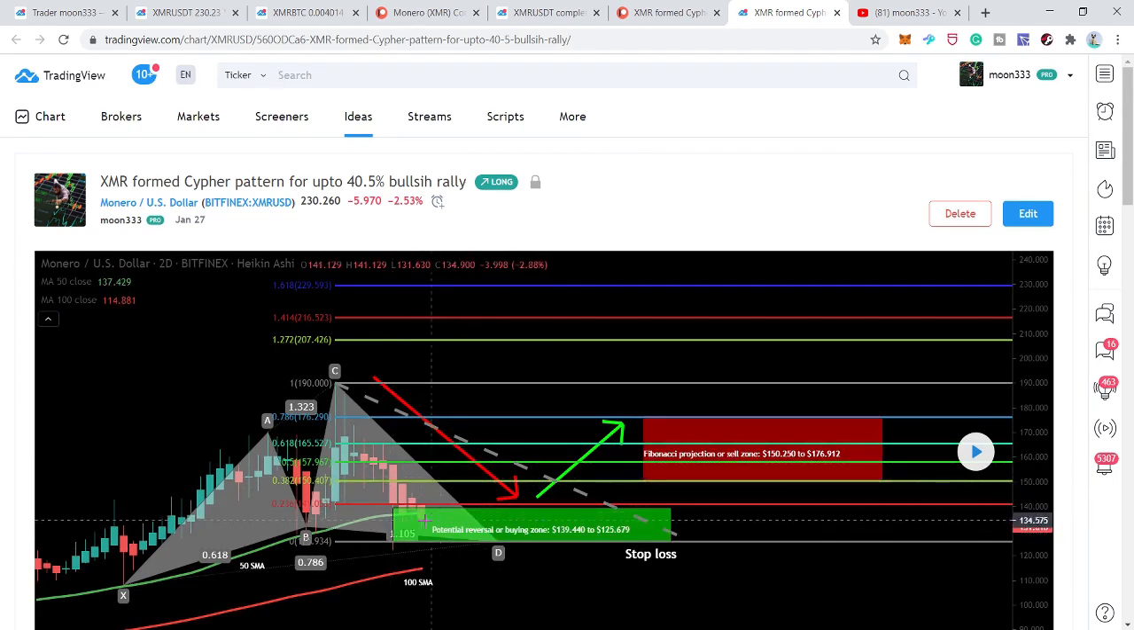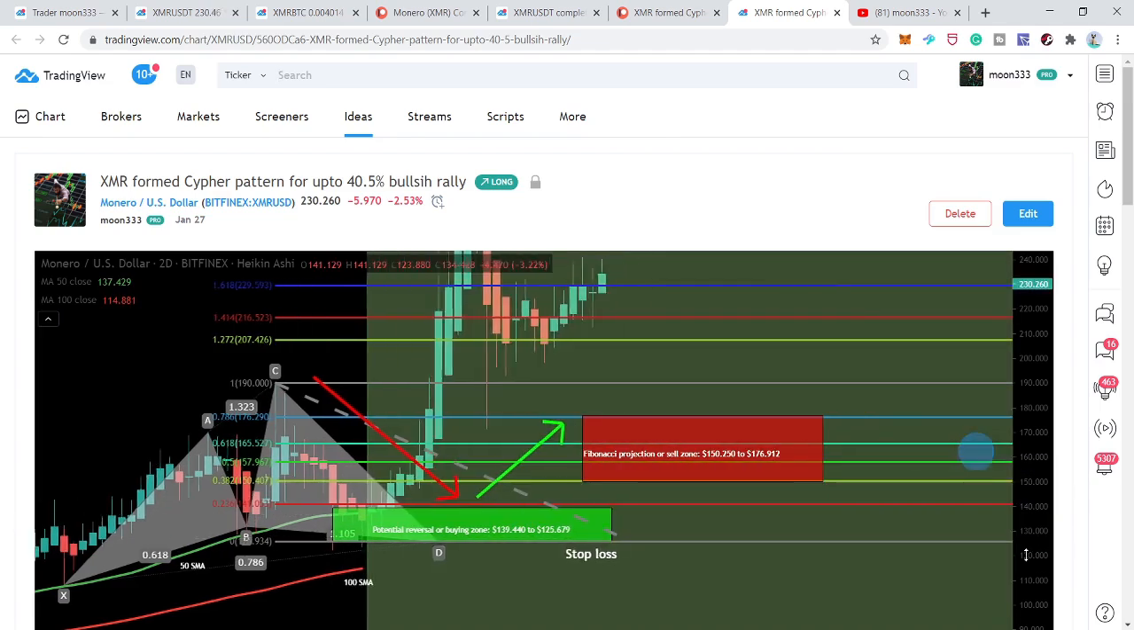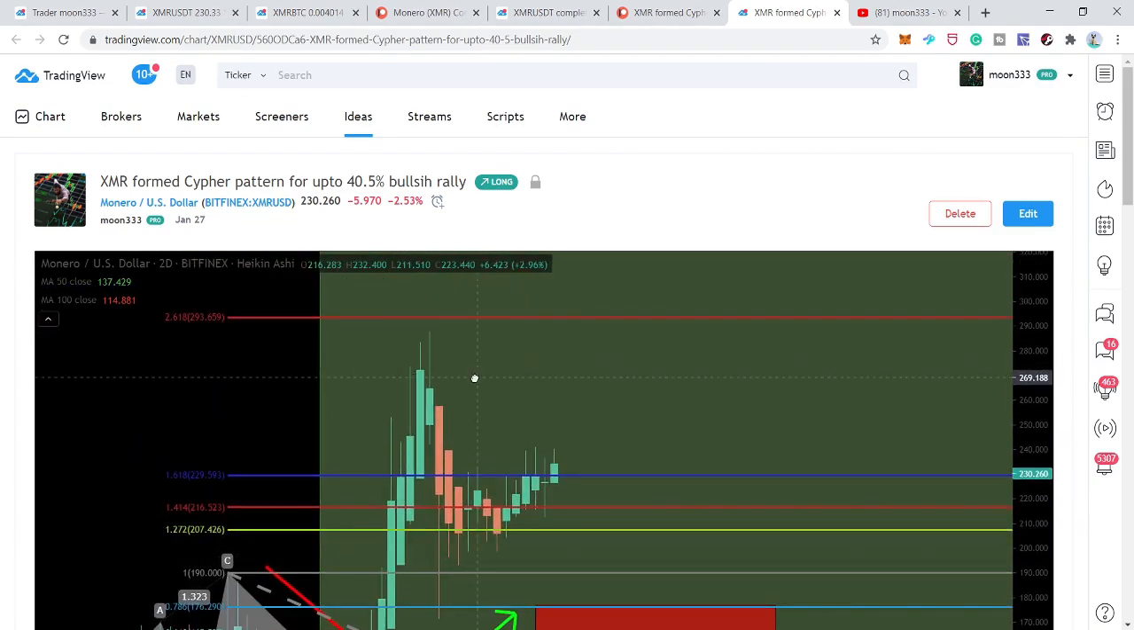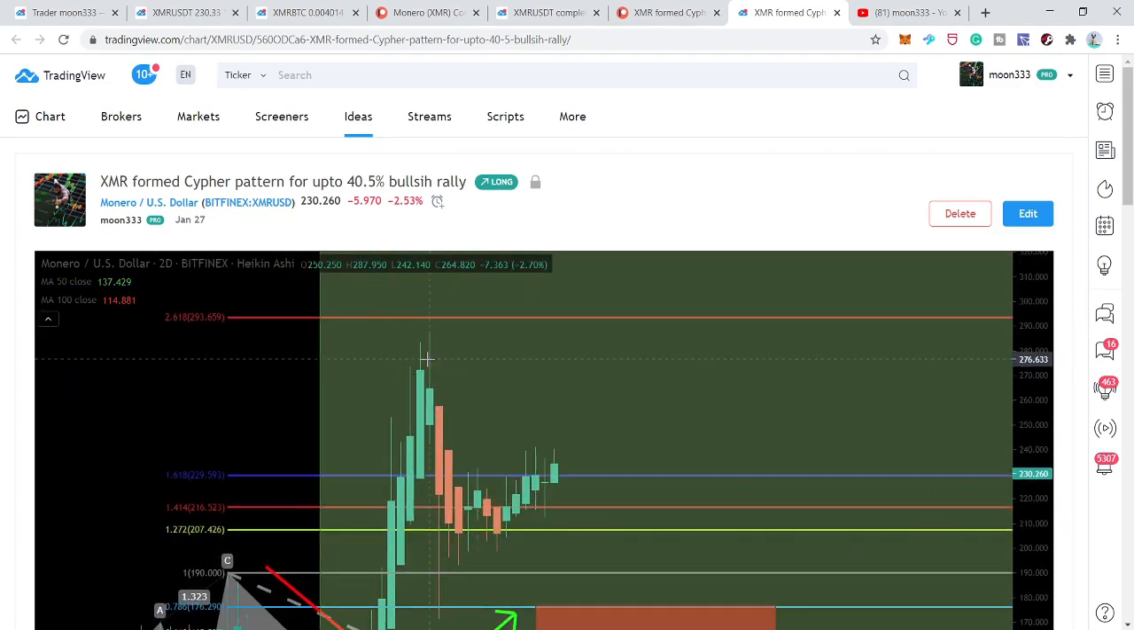Okay, here we can see that the price action entered this buying zone of the bullish cipher move. And after playing this chart, we can see at that time it was moving at $131 and rallied more than $119, because this rally was up to $287.